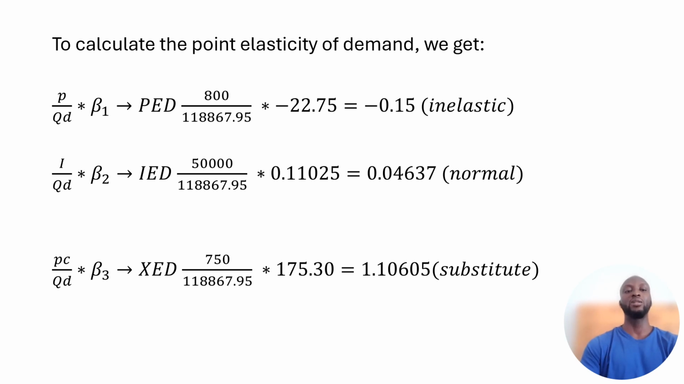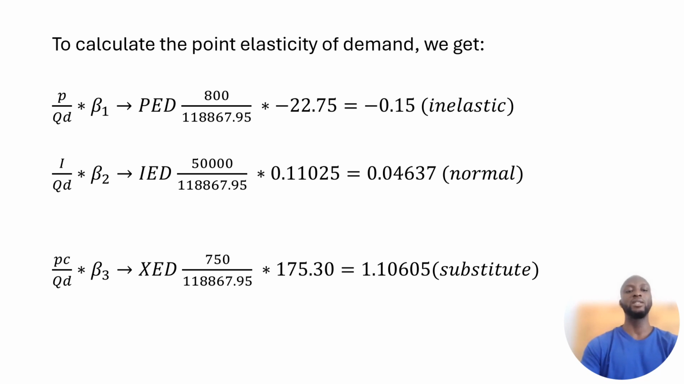You do the same thing for income: income divided by quantity demand, multiplied by the slope, in this case beta 2. Again, 50,000 is the income, divided by the quantity demand, multiplied by beta 2, the parameter, remember, in the column in the question. When you calculate that, you get this value. It means our good is a normal good because it's also from 0 to 1, which is positive.